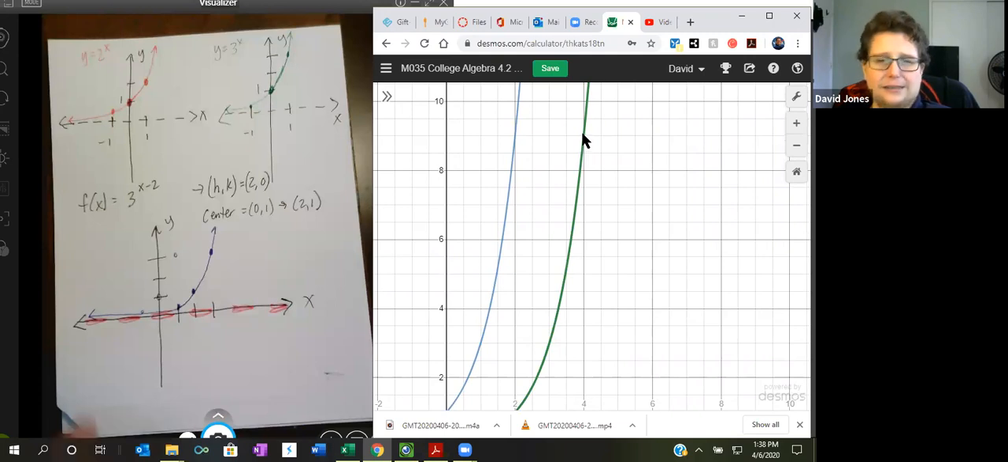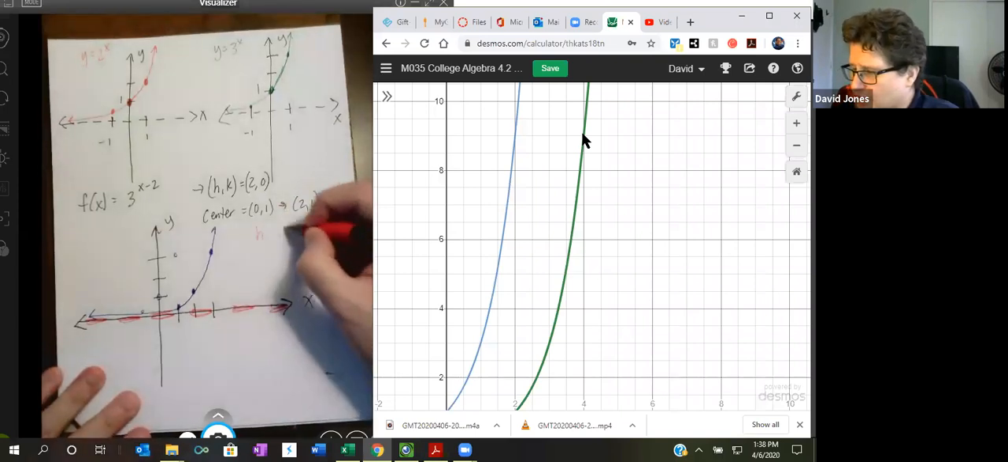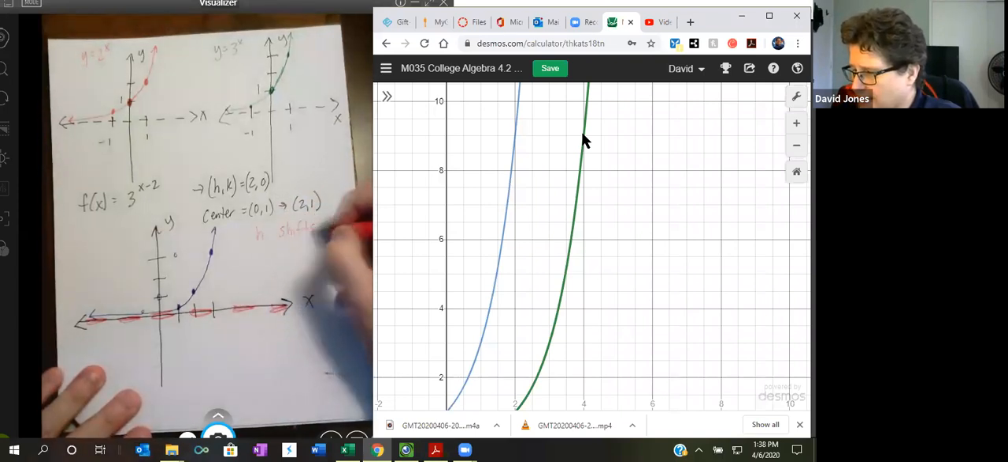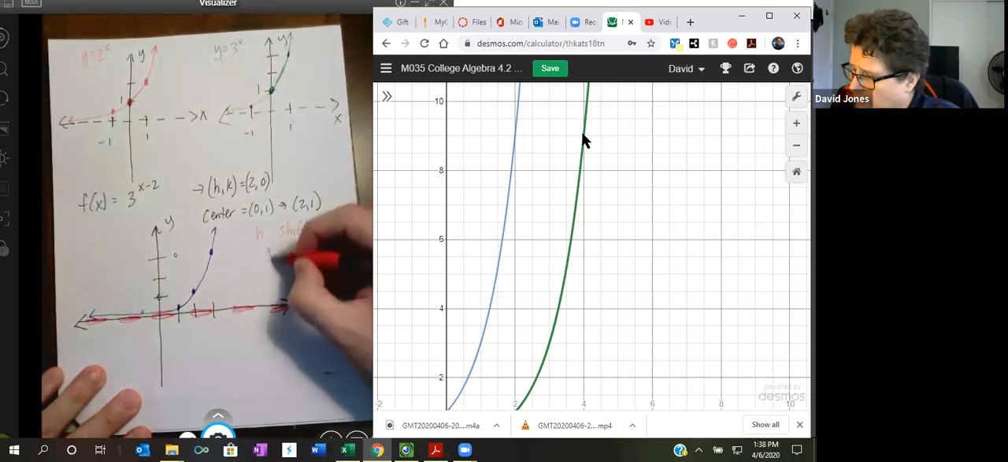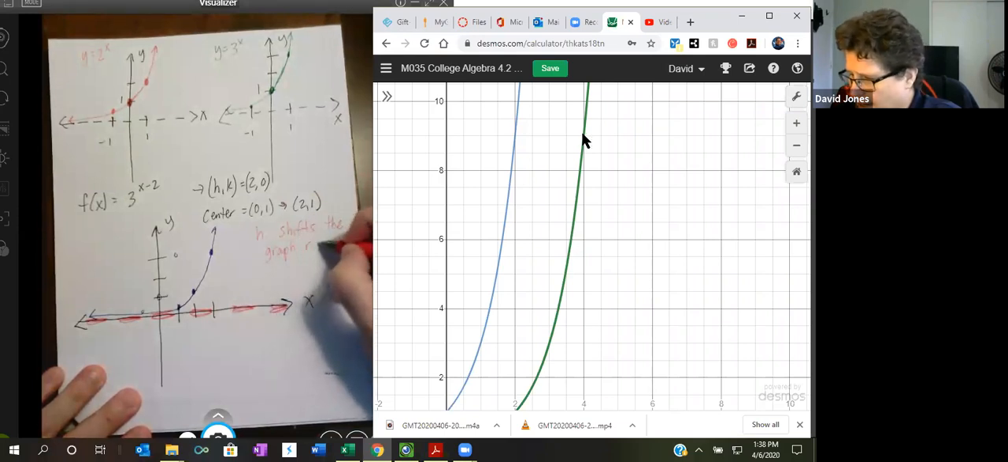Or not, I'm sorry. 3 squared is there, but when we plug in 4, now it's 3 to the 4 minus 2. It treats it like 3 squared. So when we have the h, it shifts the graph right h units.